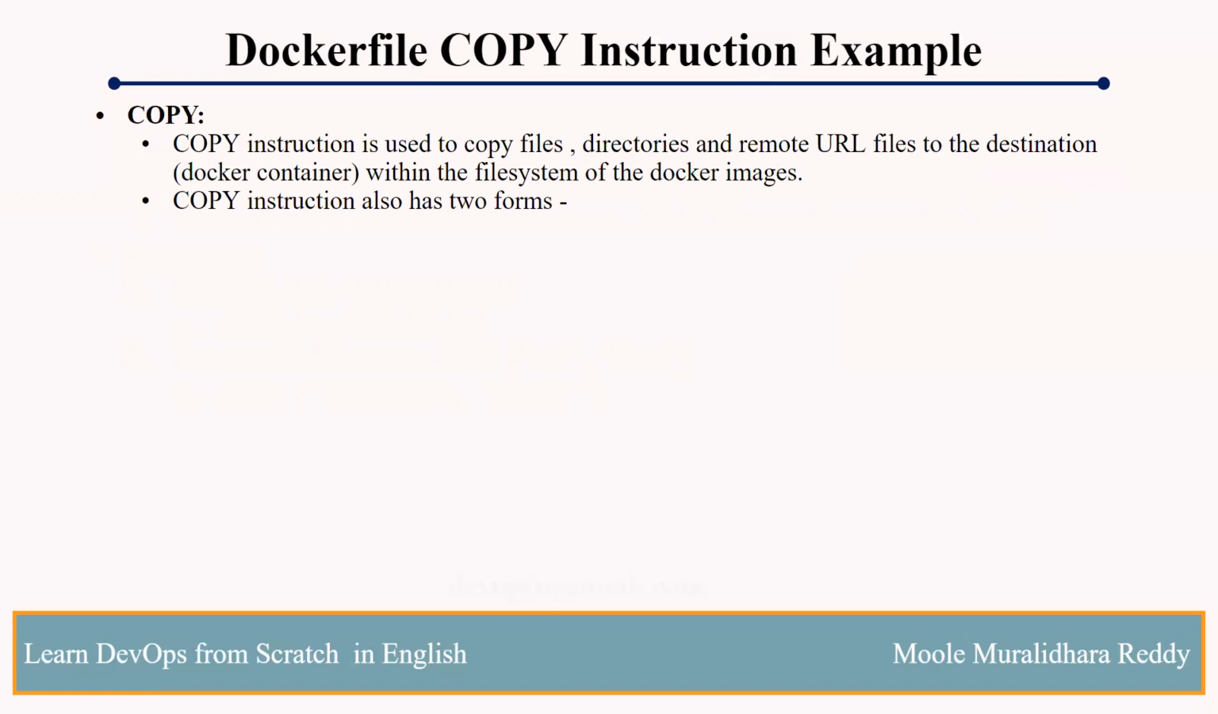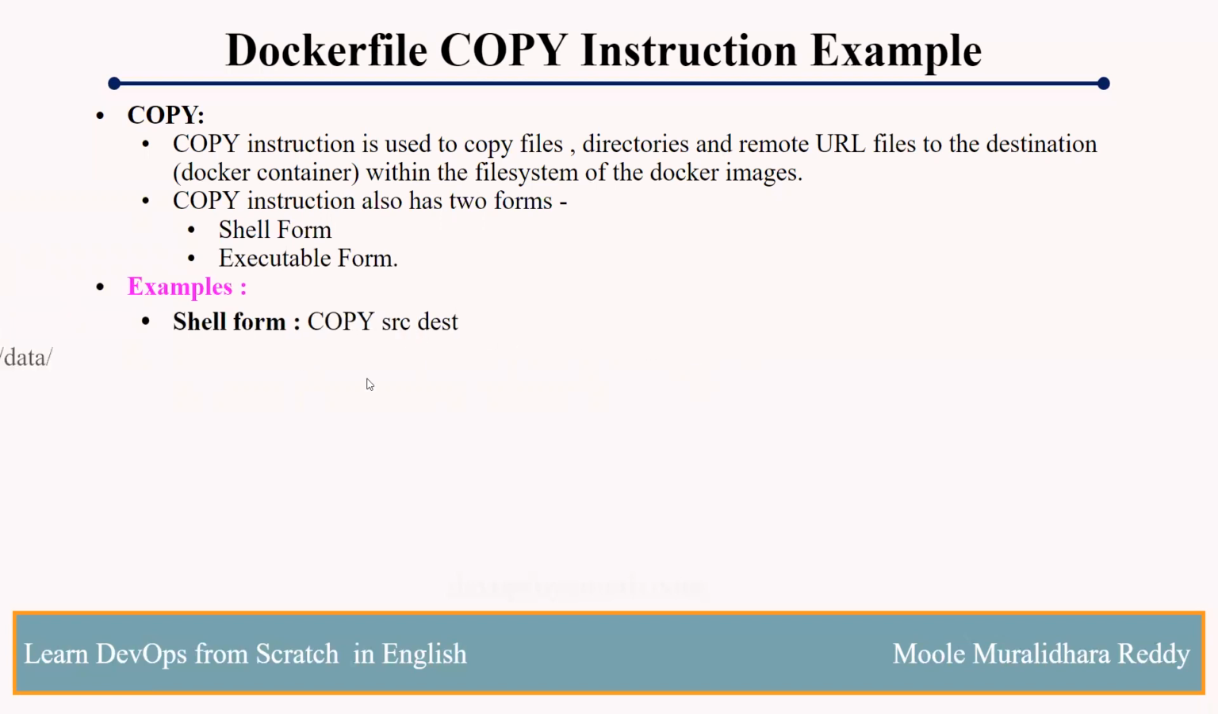In some use cases, if you want to extract the tar file at the destination, you have to use the ADD instruction. But in some use cases you don't require extraction, then you have to use the COPY instruction. Here, COPY and ADD instructions both have shell form and executable form. In the shell form, COPY source and destination. Same thing, COPY, the source is the root file and the destination is inside the Docker image. We have an executable form also, but the recommended way for the COPY instruction is the shell form only.